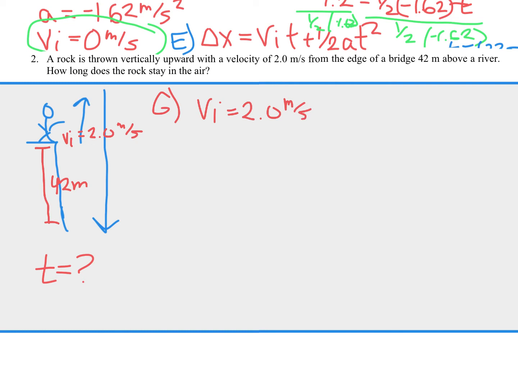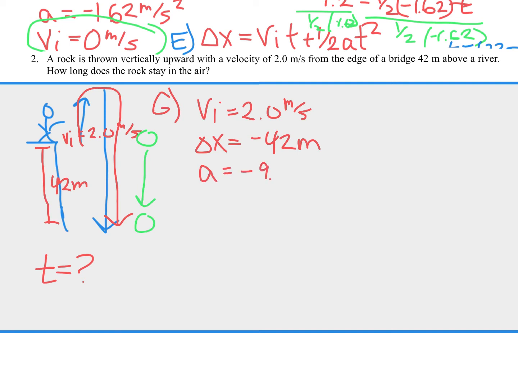I'm also thinking about my displacement. If that rock goes up and down, the total displacement will be 42, and technically negative 42 meters. Because we remember, all we care about for displacement is the starting position and ending position, which really is just the 42 meters. Awesome. We also know that this thing is falling through the air, so the acceleration of gravity is affecting it. So we have that information. And of course, we already know we're looking for time.